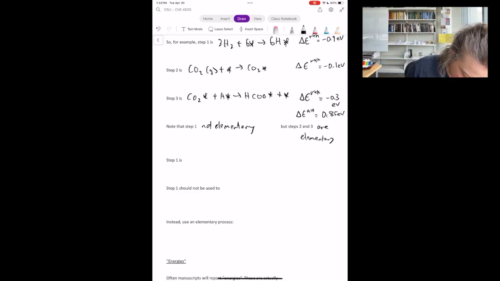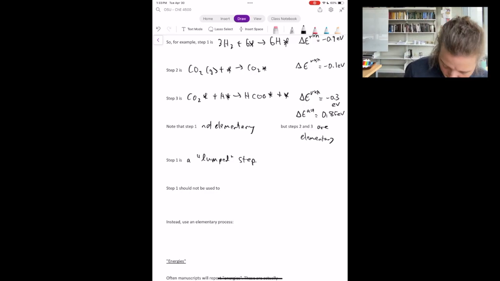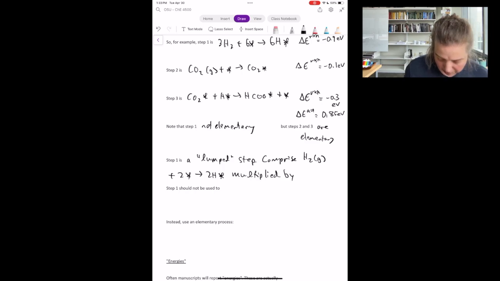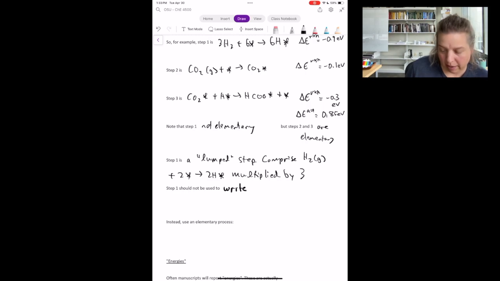Step 1, instead, is an example of a lumped step. It comprises 3 instances, or 3 turnovers, of hydrogen molecule adsorption. So say it comprises H2 gas plus 2 star goes to 2H star, multiplied by 3. This piece here, H2 plus 2 star goes to 2H star, that is an elementary step. So this lumped step 1 comprises 3 elementary steps all summed together. But because step 1 itself is not an elementary step, it should not be used to write coverage expressions.